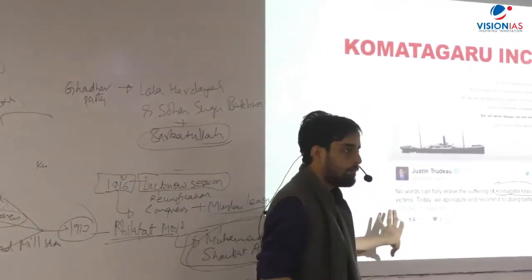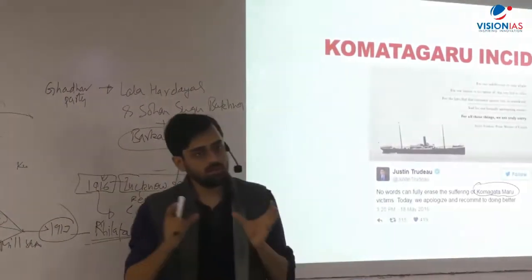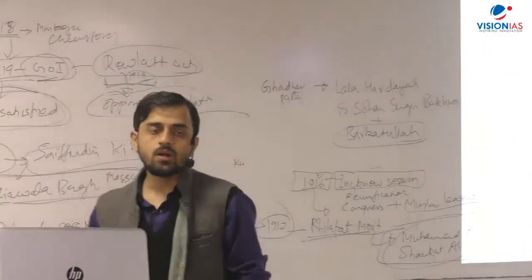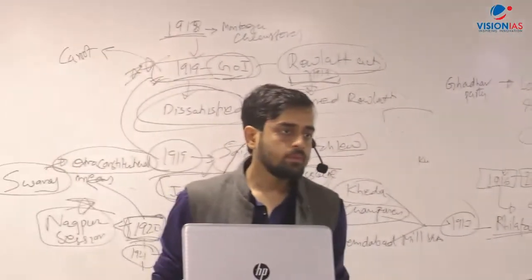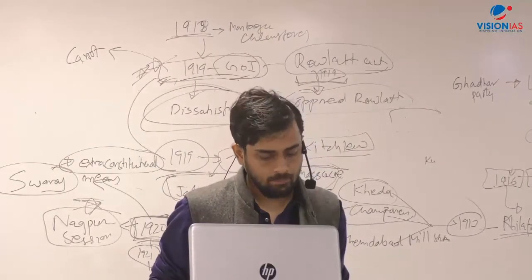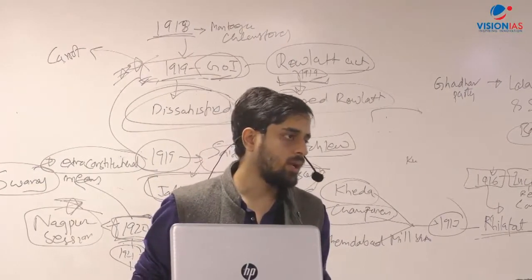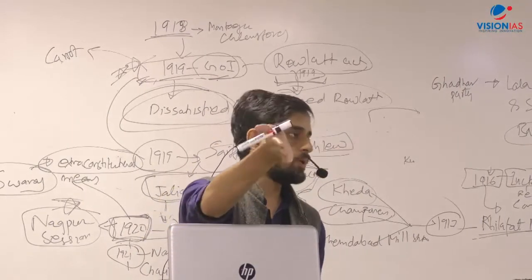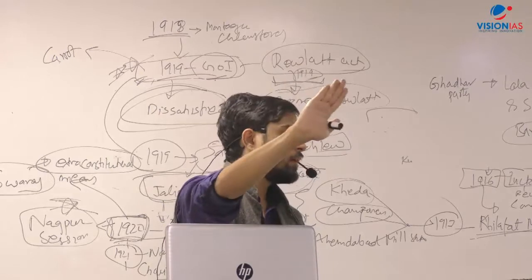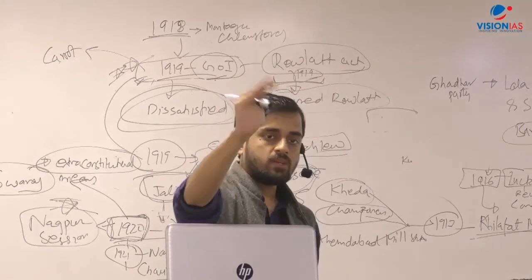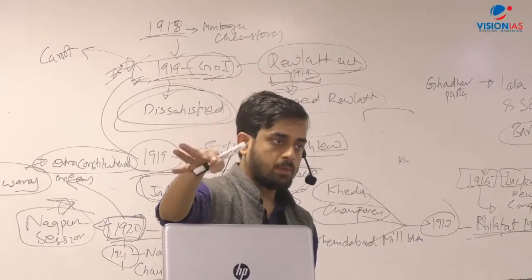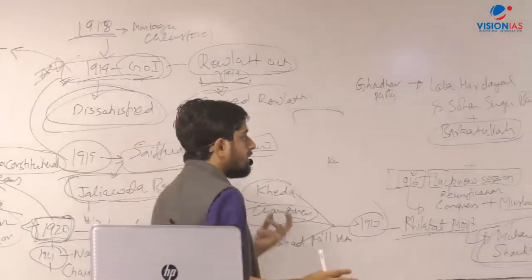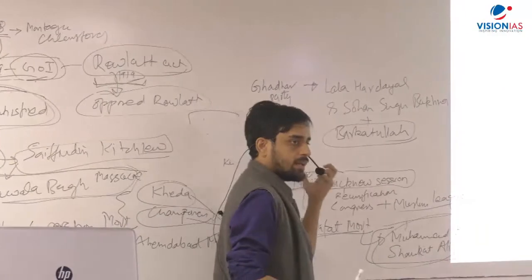When this incident happened, the Ghadar party said, now is the time when we should instigate the rebellion. So they contacted Rash Bihari Ghosh, and through Rash Bihari Ghosh and others, they planned that they will launch a mutiny like the kind of 1857 mutiny, specifically within Punjab, starting with Punjab itself, because Hardayal and others also came from Punjab, and this incident gave them enough reason for instigating the rebellion there.